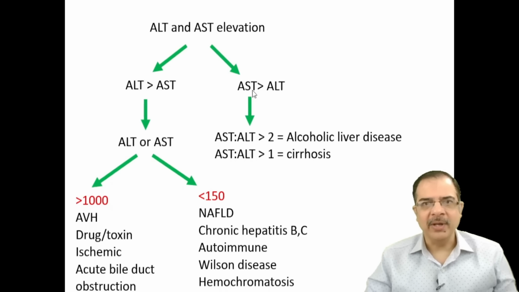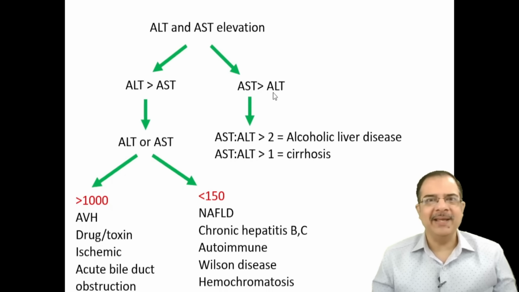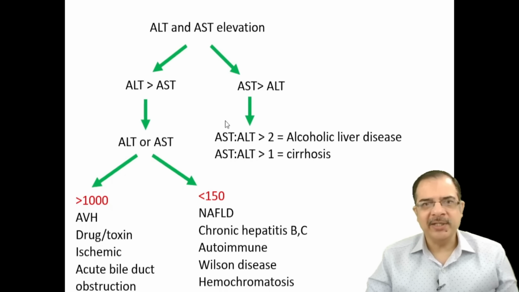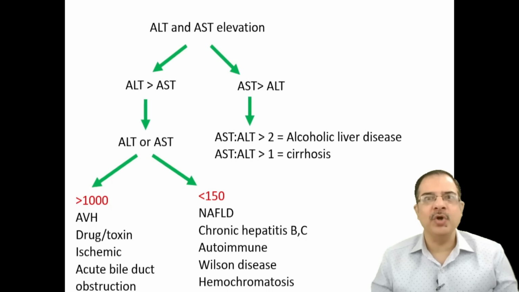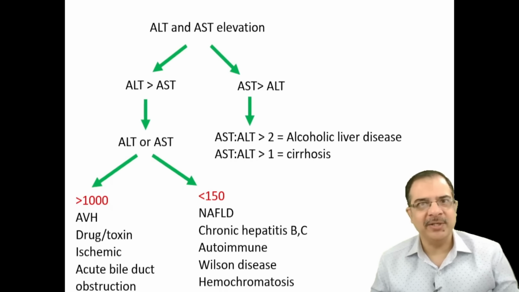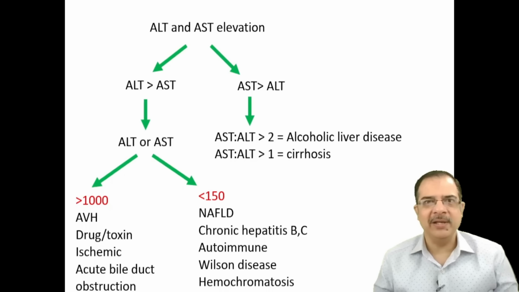The other way around, if AST is more than ALT, then you should calculate the ratio AST divided by ALT. This is known as the De Ritis ratio. If this comes out to be more than 2, that means it is the most specific investigation for alcoholic liver disease, because in the OPD in front of the relative, the patient might not tell you that he is taking alcohol. So just see the ratio and you can identify that the patient's liver disease is due to alcohol effect.